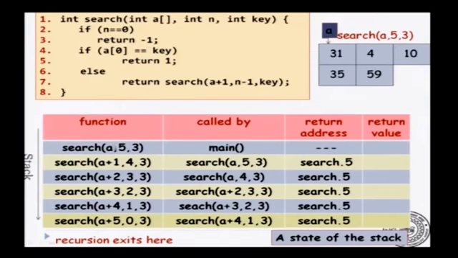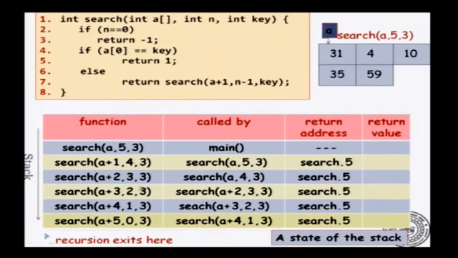Now let's just look at this stack of function calls and see how it looks. search(A, 5, 3) is called by main, and let's say that it has some return address. We don't care about it right now, but search(A, 5, 3) calls search(A+1, 4, 3), and the place to return is some line in the search function. This calls the subproblem (A+2, 3), that calls (A+3, 2), that calls (A+4, 1), and that calls (A+5, 0), at which point you realize that the subproblem now is empty, and then you return a -1.